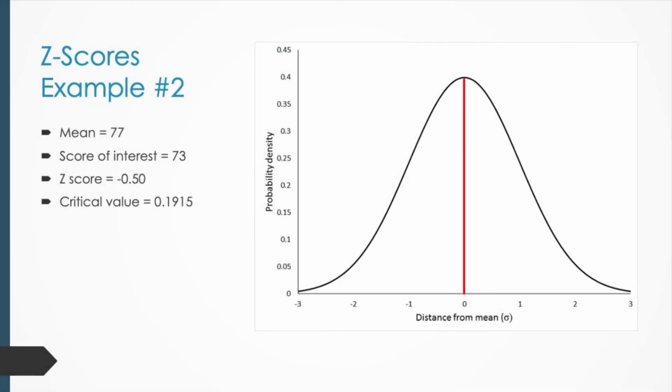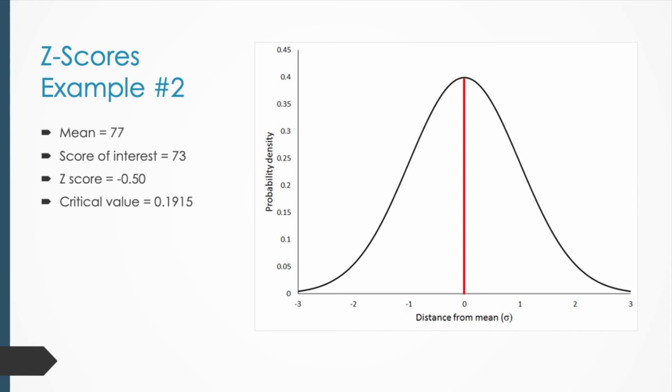Now we can throw up our normal distribution and start shading everything in and making sure that we understand how Scott's score compares to all of the other students who took the midterm exam. So again, I've put the information right up here. Mean equals 77. The score of interest is now 73, which is below the mean. The z-score is negative 0.5, and the critical value is 0.1915.